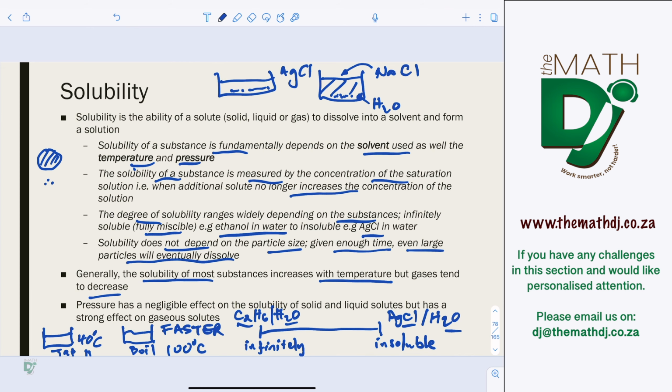Because remember, temperature also affects the rate of chemical reactions. So for most substances, generally speaking, temperature increases the rate of dissolution. So the solubility of most substances increases with temperature.